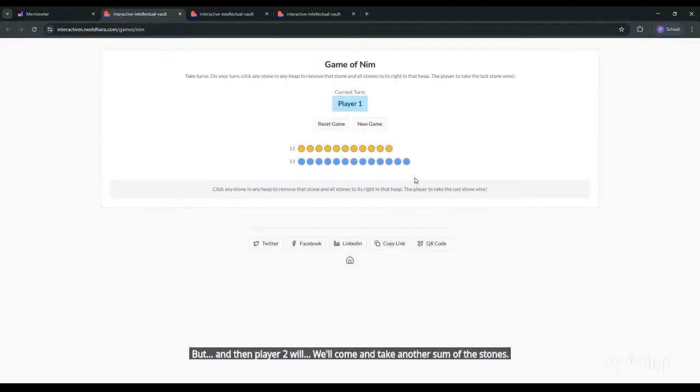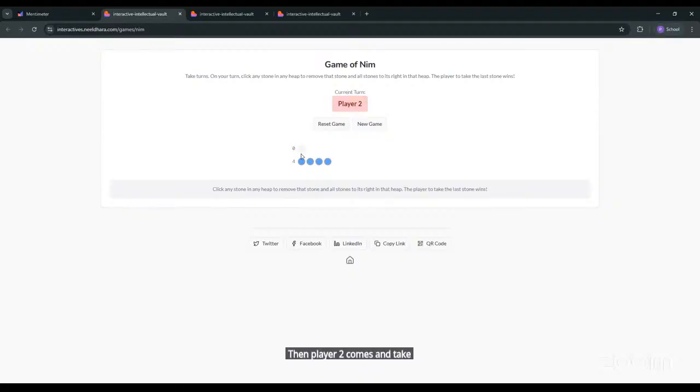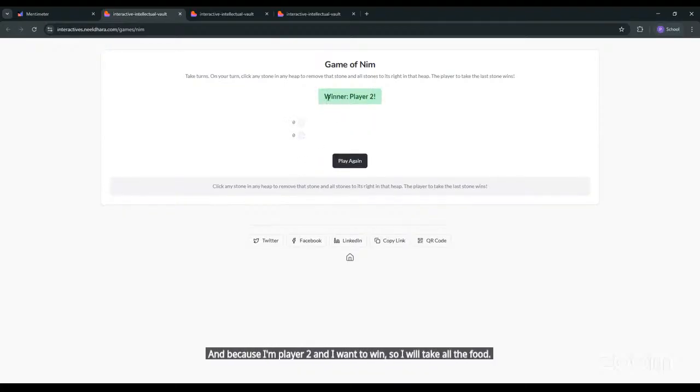The player who wins will take the last stone. So whoever takes the last stone will win. For example, in this case, I just took this many. Then player two comes and takes this many. Then player one takes this. And because I am player two and I want to win, I will take all the four. So I take the last stone, so player two wins here.